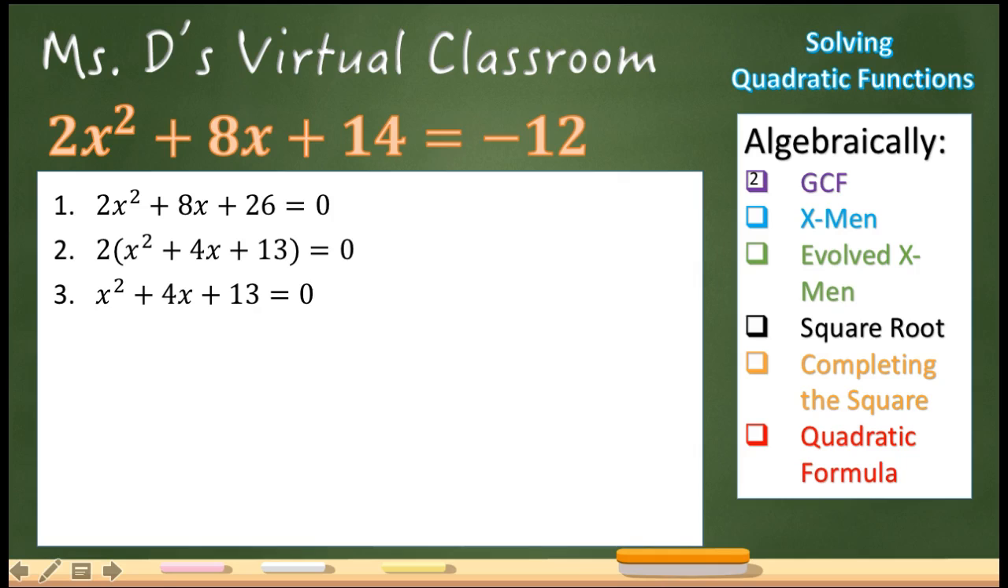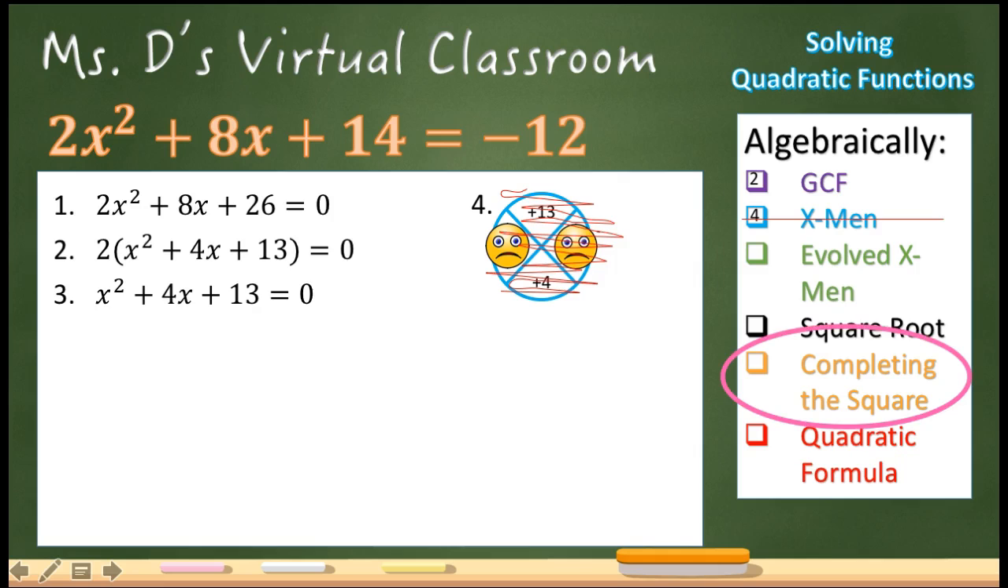Since this equation is of the form x squared plus bx plus c, we can use the X-men method. What two numbers multiply to equal 13 and add to equal 4? There are no two numbers that do that, so the X-men method does not work, which means we're going to have to solve this equation using completing the square. To complete the square, we have to have ax squared plus bx on one side and anything else on the other side. So we have to subtract 13 on both sides.